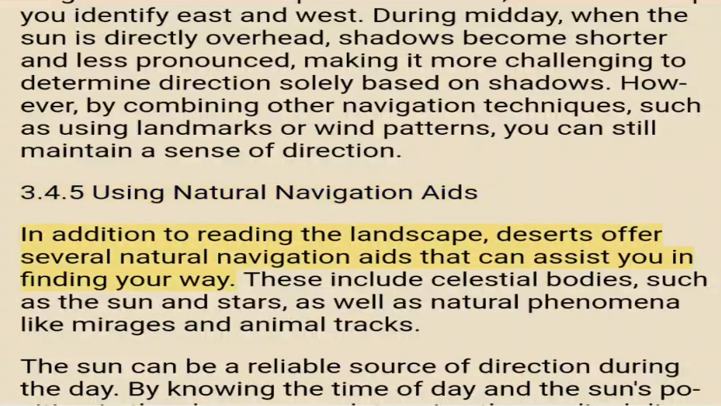3.4.5 Using natural navigation aids. In addition to reading the landscape, deserts offer several natural navigation aids that can assist you in finding your way. These include celestial bodies, such as the sun and stars, as well as natural phenomena like mirages and animal tracks. The sun can be a reliable source of direction during the day.